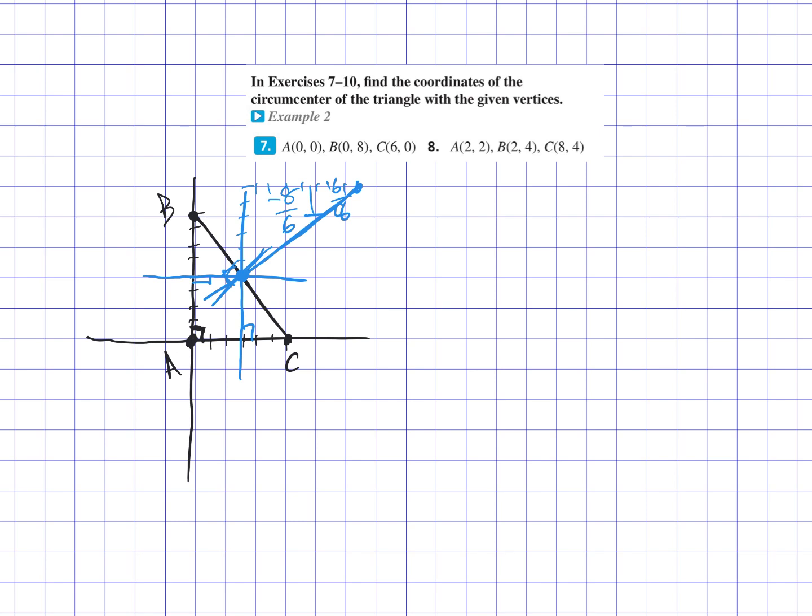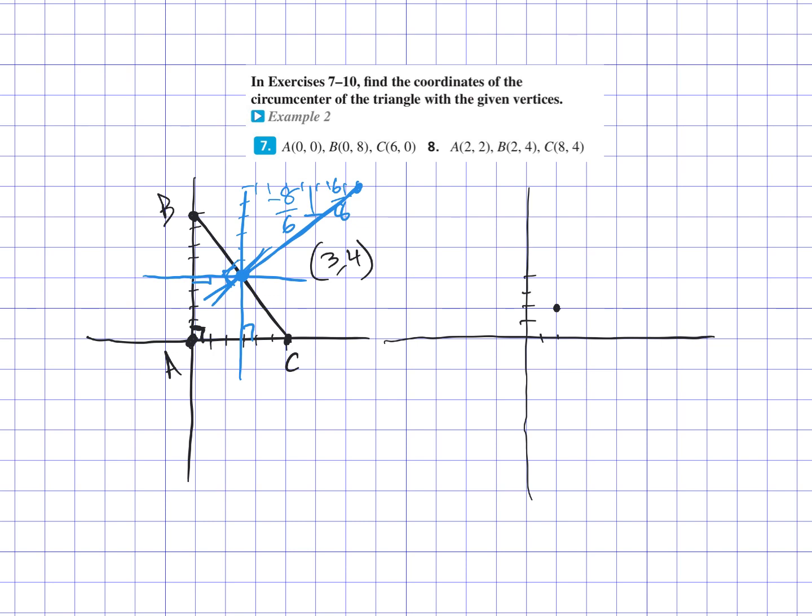All right, number 8, we're going to do the exact same thing again. 2, 2, 2, 4, and 8, 4. Okay, and we're going to go by 2s. All right, so that coordinate, we're supposed to get that. So that is at 3, 4. That's the circumcenter.